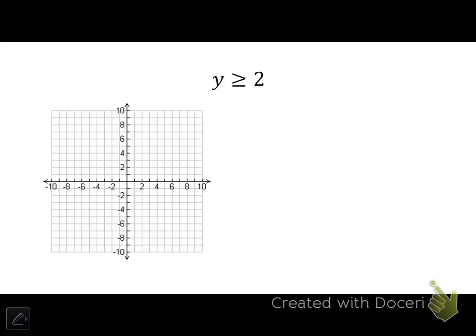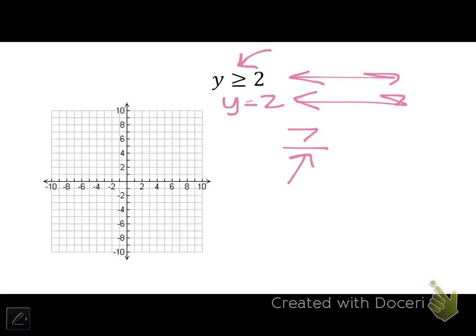Okay, y is greater than or equal to 2. Well, why am I doing this? We know it's going to be like this, because if we had y equals 2, we know that's going to be like this. Okay, and then we know it's going to be a solid line because of this line underneath the inequality right here. So let's go to my y is equal to 2 right here and do our solid line.